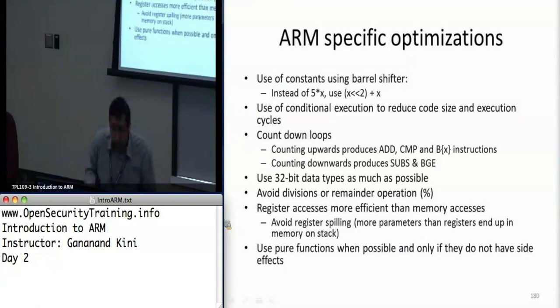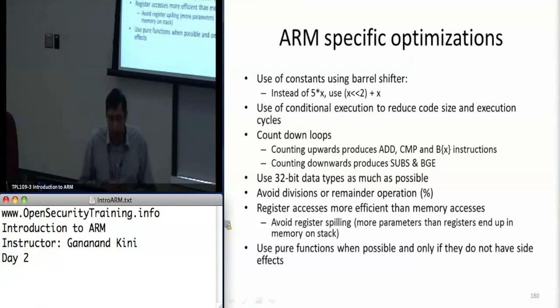So here are some ARM-specific optimizations. You've already seen the barrel shift. It's more optimal to use the inline barrel shifter to operate on registers than to actually do multiplication. Another one is to use conditional execution. I mentioned this before: if you use the conditional mnemonics on the instructions, it also reduces code size. It's actually not execution cycles. What I meant to say there was it increases your throughput, because the ARM processor can optimize for the pipeline, essentially. Another one is countdown loops.